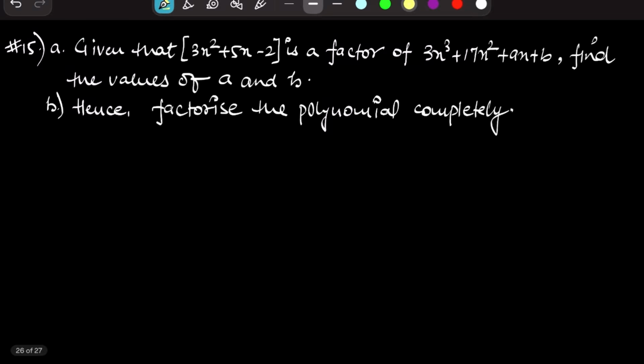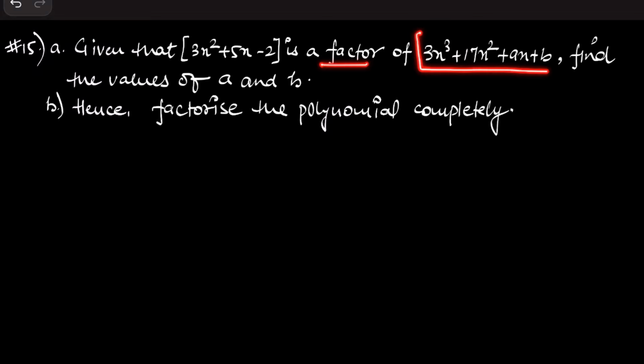Let's move on to the next question of this particular topic. This is question number 15. This question says that you are given a polynomial and given that 3x square plus 5x minus 2 is a factor of this complete expression. Question is saying that the given expression is a factor of it. Find the values of a and b.